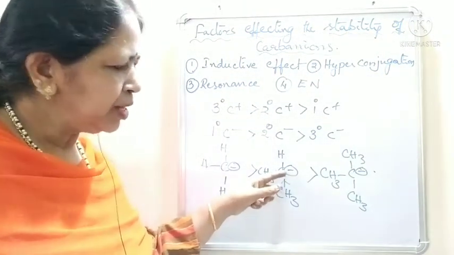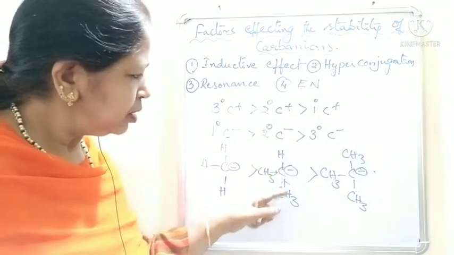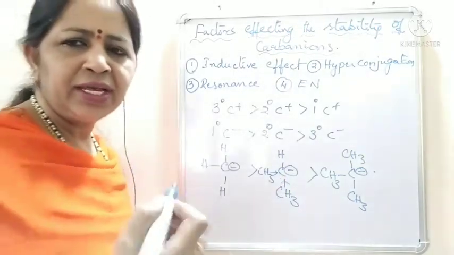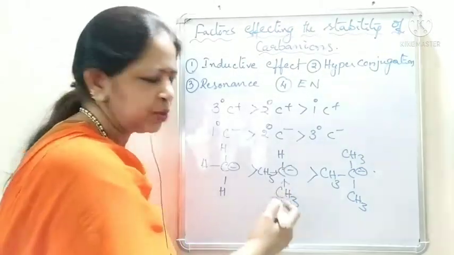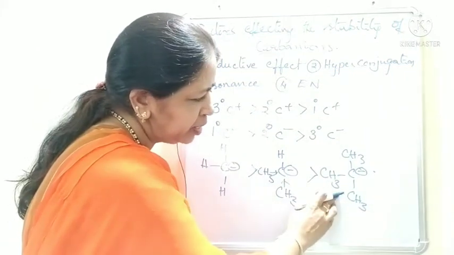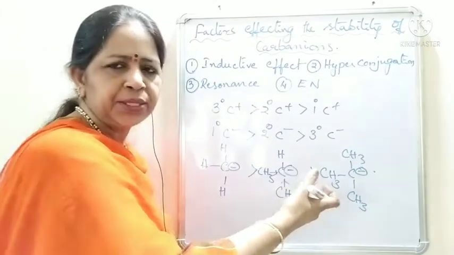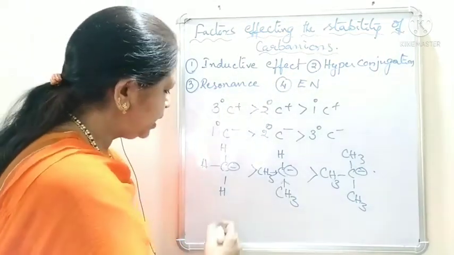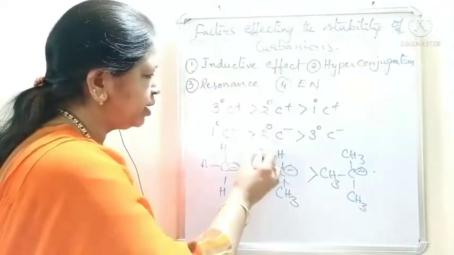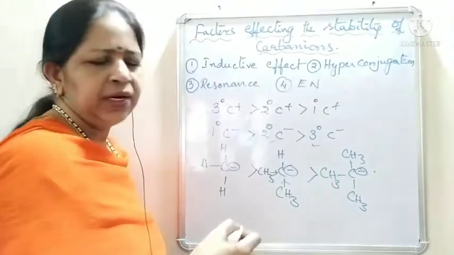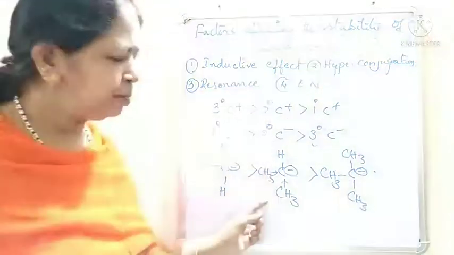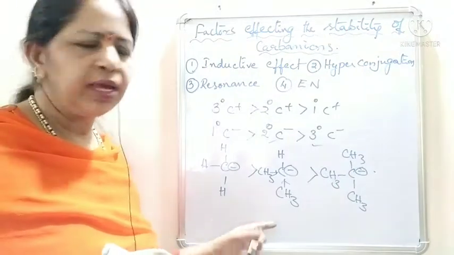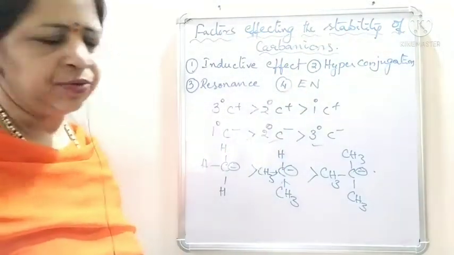Electron density is already high on the carbon, and these methyl groups are also increasing the electron density, which will destabilize this site. So it is less stable, and here there are 3 alkyl groups which will increase the electron density even more on the C minus site. So the stability order is primary carbanion greater than secondary greater than tertiary. This is the example for inductive effect, and we can give this for hyperconjugation also.